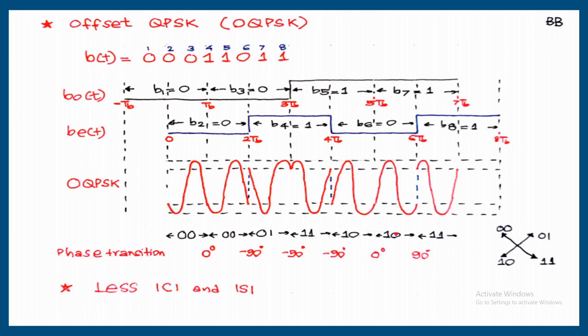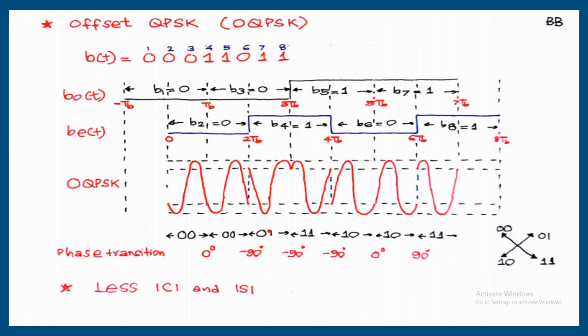And then 1 0 to 1 0, there is no transition. Whenever there is no transition, you can see there is no discontinuity. This is a requirement to avoid inter-channel interference. That is, high frequency generation can be avoided if the signals can be generated without any discontinuity. And 1 0 to 1 1 is anti-clockwise direction, that is plus 90 degree. So now the possible phase transitions are plus or minus 90 degree only. You never get a 180 degree transition.